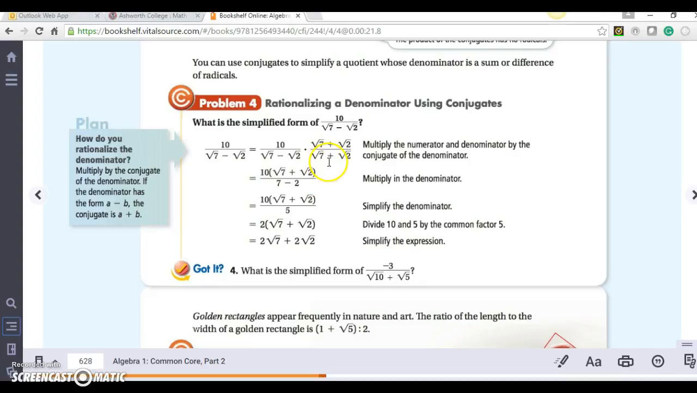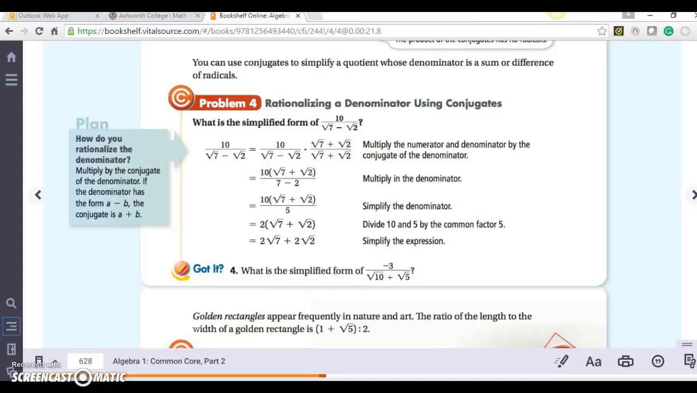And at the bottom, I just get the square of the first minus the square of the second, which is 7 minus 2, which is 5. So 10 times the square root of 7 plus the square root of 2, over 5. I can reduce this. 10 divided by 5 is 2. So I get 2 times the square root of 7 plus the square root of 2. Now I can use the distributive property and I get 2 square root of 7 plus 2 root 2.